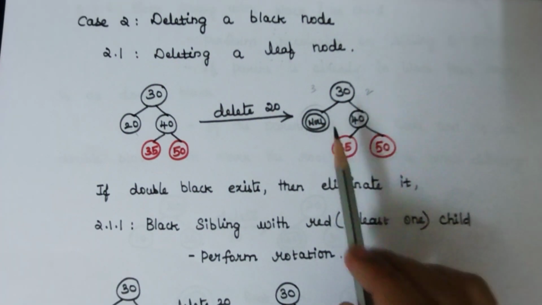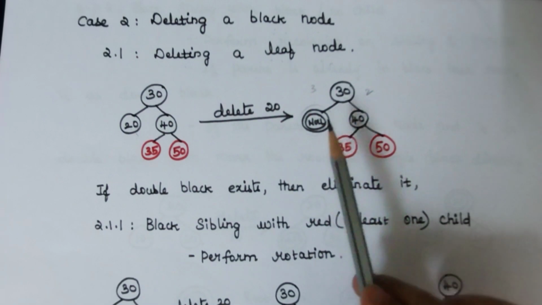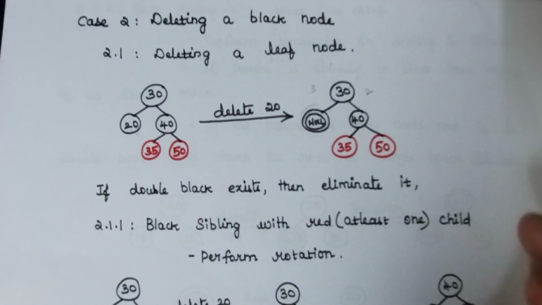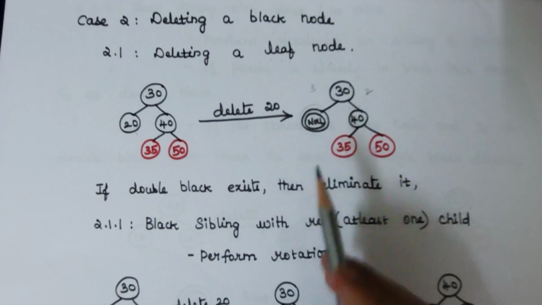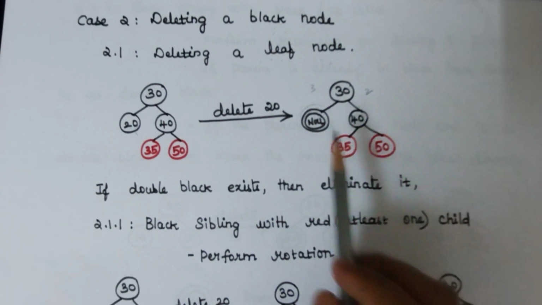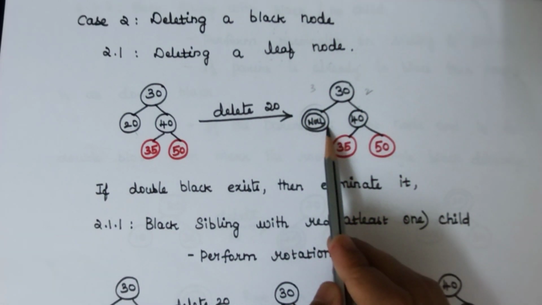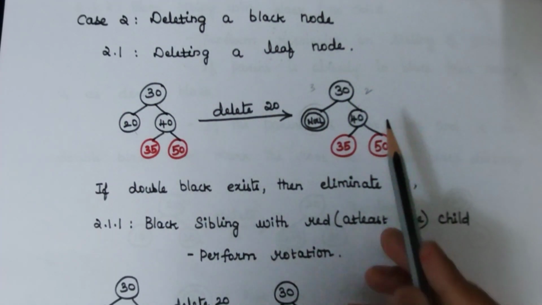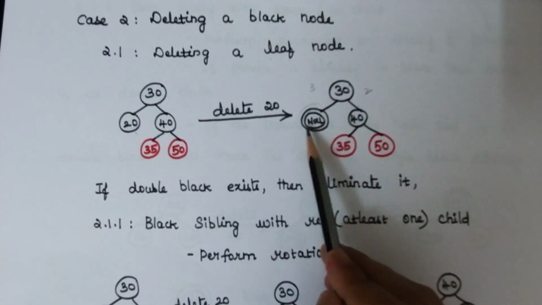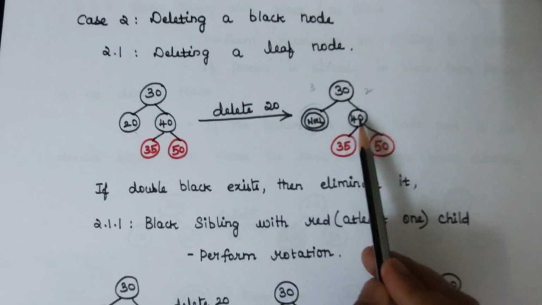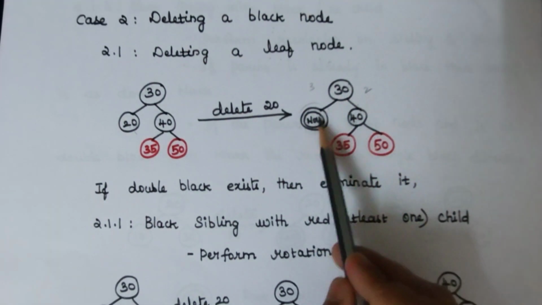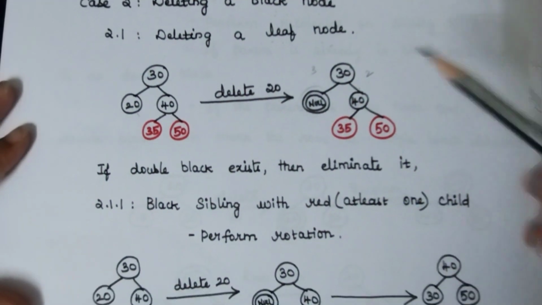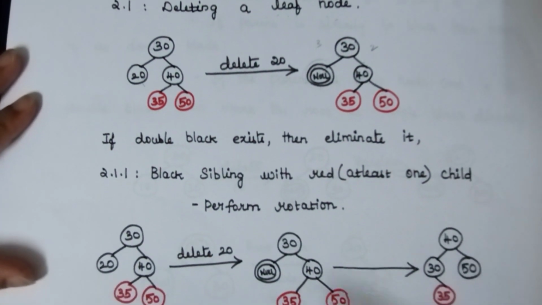So this condition is unbalanced. When you have any double black, at that time we can say blindly that the tree is unbalanced. We need to eliminate this double black in order to balance the tree. So how do we eliminate this double black? This is also dependent on the sibling of this node. Whatever node you have deleted, based on the color of the sibling, we are going to eliminate this double black. In this we have subdivisions again, sub cases. So I'll tell one by one.